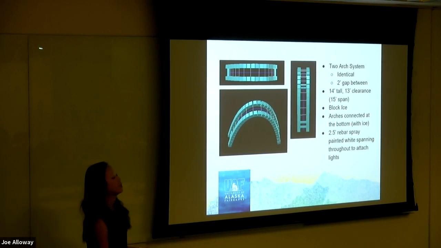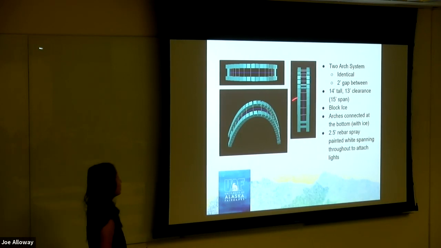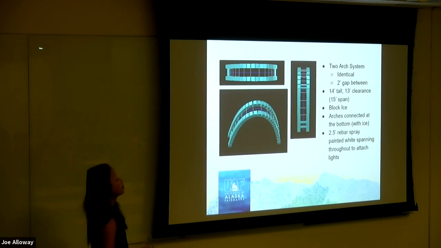And this is made of block ice. And these arches, there's a small detail right here where they are connected with ice, and I will show you more about that later. And these white pieces are rebar, not for structural purposes, just for this blue line, which is for lights to be put in between the two arches so they illuminate both arches.